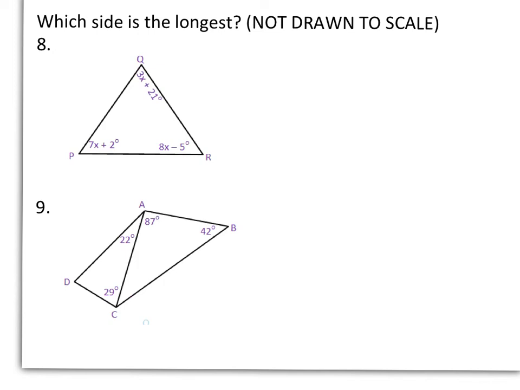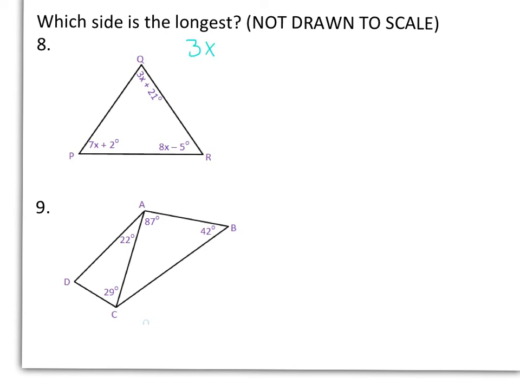Okay, let's look at our last two examples for this section. We're going to find out which side is the longest in both of our examples. In number 8, we have triangle PQR, and we have angles identified. However, we do not know how many degrees each of our angles are. So we first need to write an equation to find our missing angles. Remember that the interior angles of a triangle add up to 180 degrees.